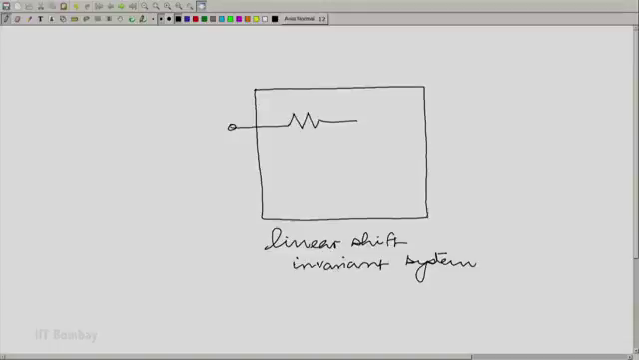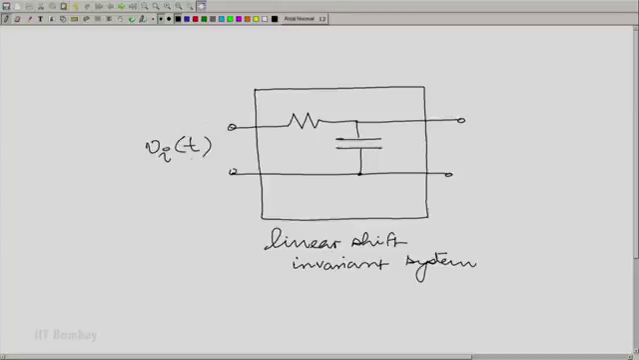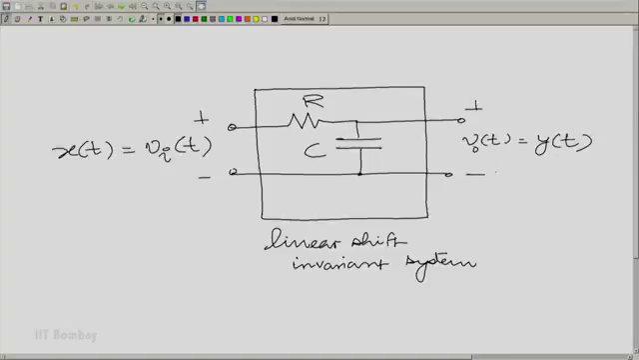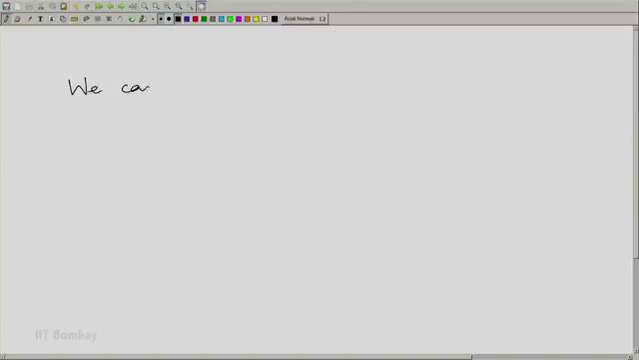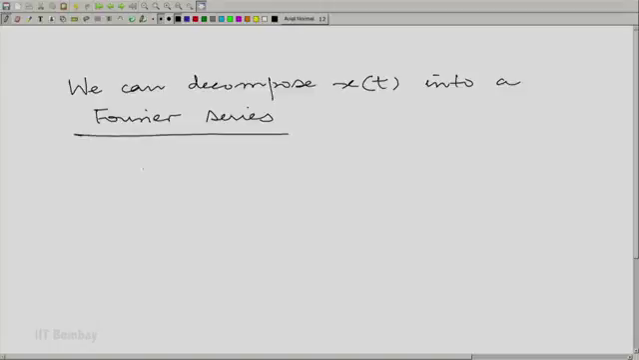Essentially a resistance and a capacitance in series, where the input voltage is applied across the series combination. Let us call it VIT, and we could also call it XT in our standard notation, and the output voltage VOT, which would be called YT in our standard notation, is the voltage across the capacitor. The input XT is periodic with period T. So, of course, we can decompose it into its Fourier components.